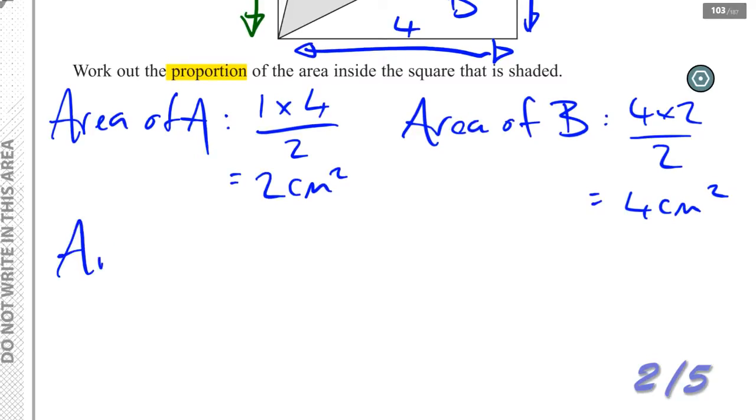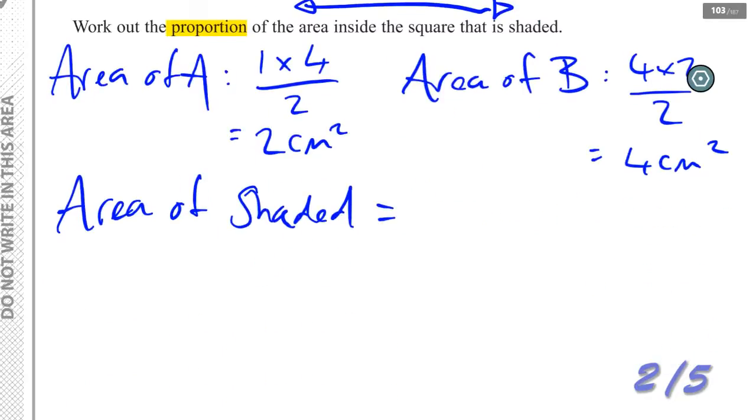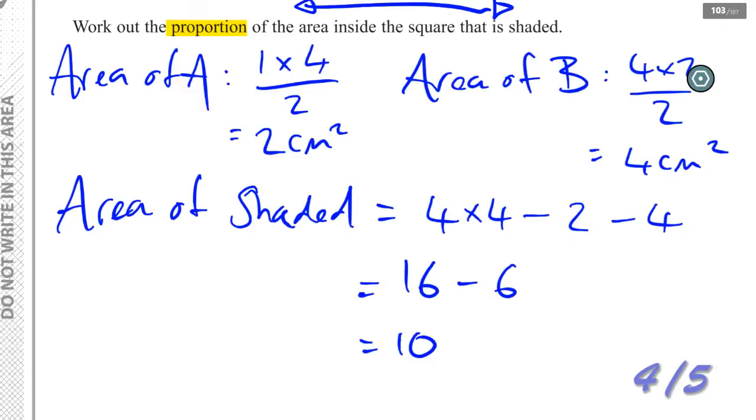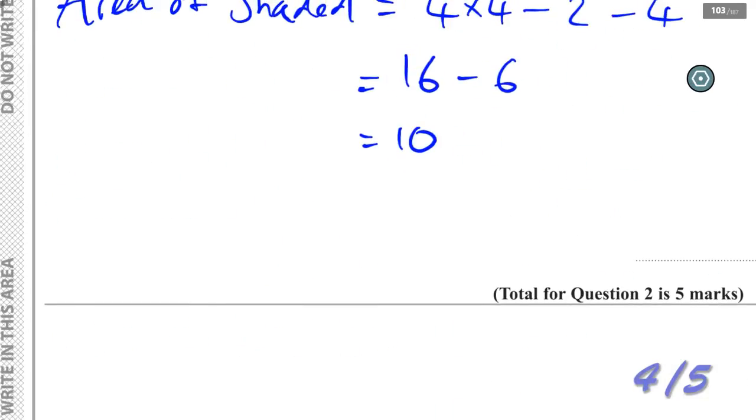So, area of shaded is going to equal the area of the whole square. This is the square of 4 by 4, so 4 times 4. Take away the area of A, which is 2, and take away the area of B, which is 4. 16 minus 6 equals 10. So the area of the shaded region is 10. If we want to find the proportion of the area inside the square that's shaded, that is going to be the area of the shaded region out of the area of the whole region.